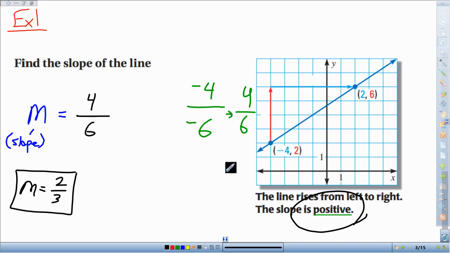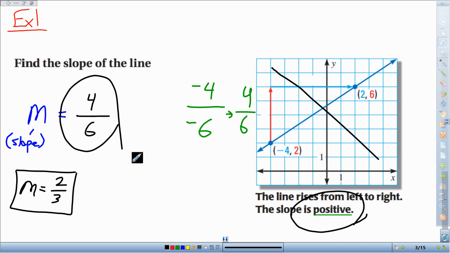Okay, and this is a good thing because say this was going down from left to right and we got a positive number, we should automatically go, wait, something went wrong. This is going down. This should be a negative slope. I got a positive number. What happened? So you can catch some mistakes.